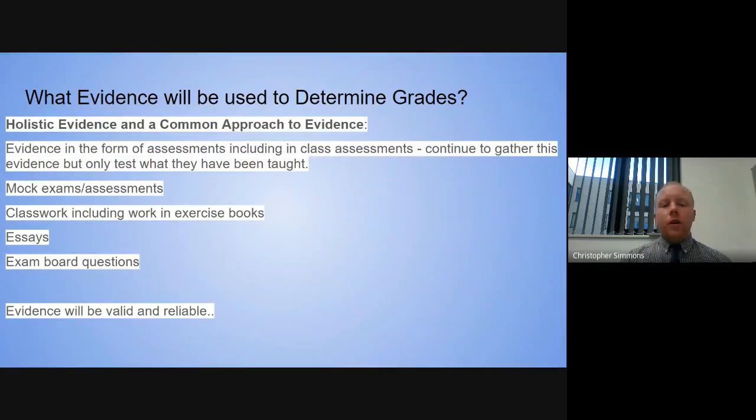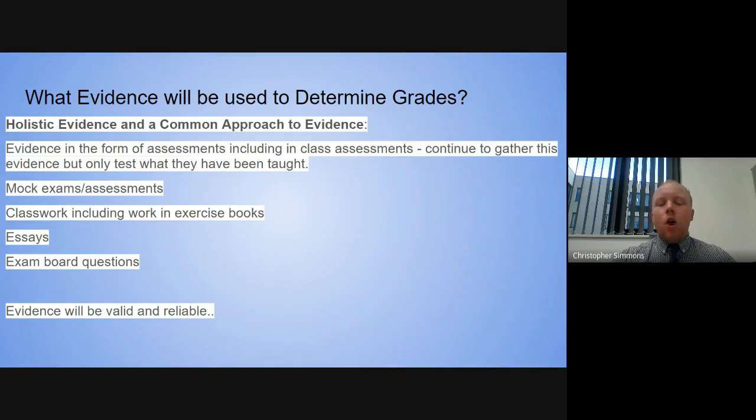So what evidence will we be using to determine grades? There are two key words here: holistic and common approach to evidence. Holistic means that we'll be looking at lots of different sources of evidence. We won't just be basing it on one piece of evidence. The assessments that pupils are completing at the moment are of course incredibly important, but they won't be the only source of evidence that we are using in order to determine grades.